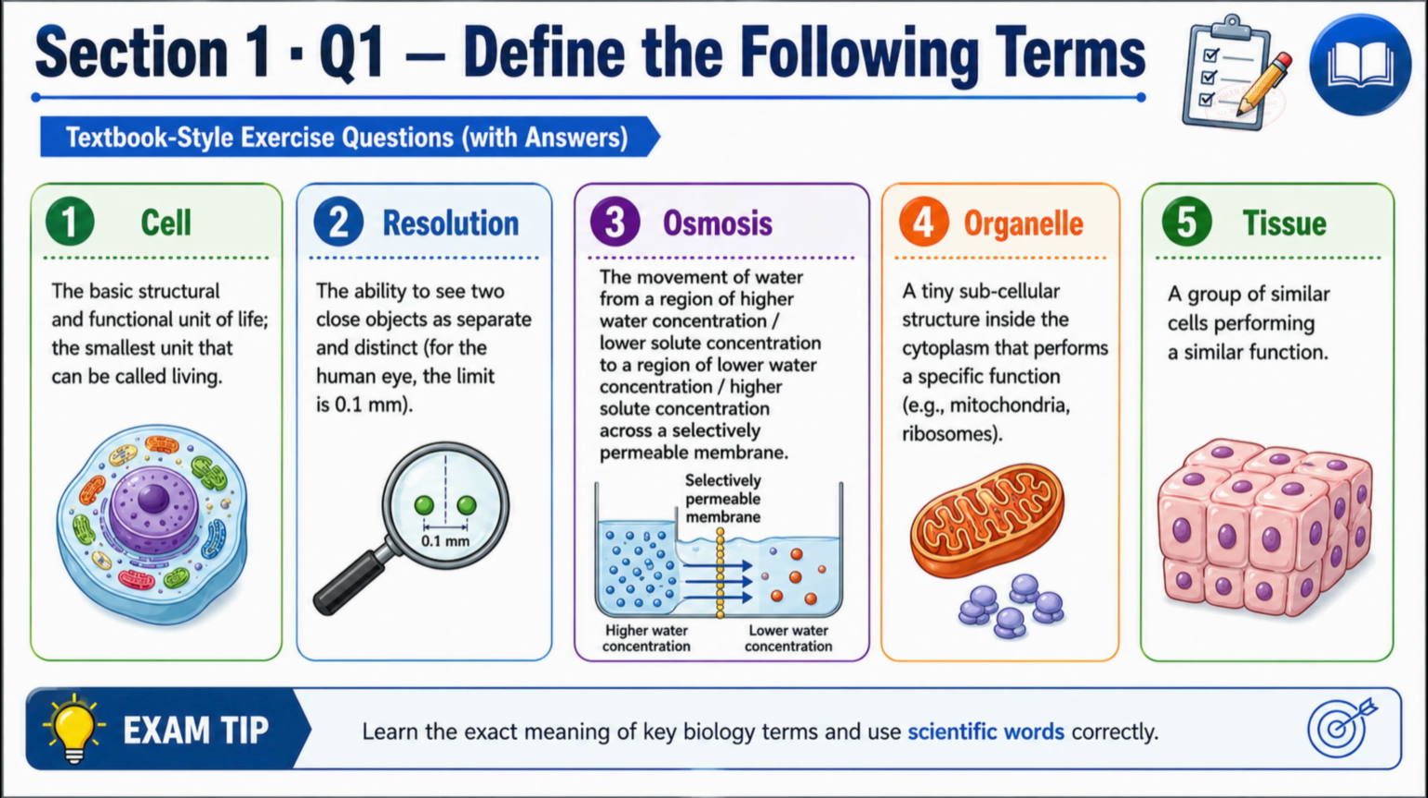B. Resolution: the ability to see two close objects as separate and distinct. For the human eye, the limit is 0.1 millimeters. C. Osmosis: the movement of water from a region of higher water concentration, lower solute concentration, to a region of lower water concentration, higher solute concentration, across a selectively permeable membrane.